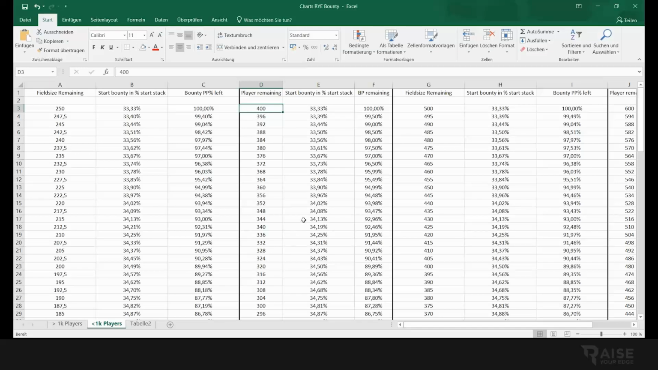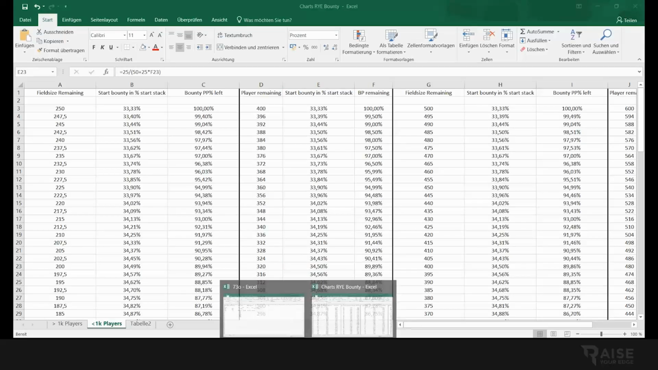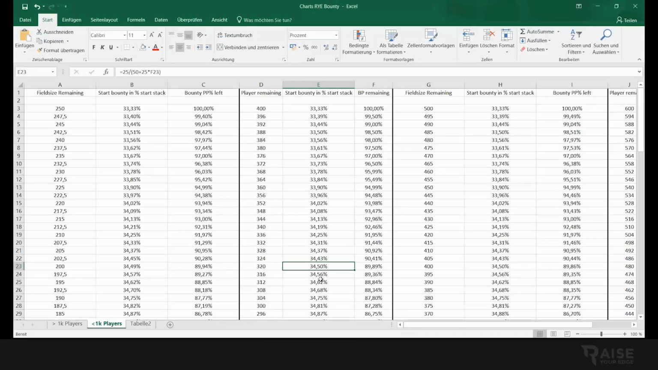So we have estimated around 20-25% of the field remaining. So this would be like 300 or 320. Let's just take this value. So around 34.5% of a start stack is now what the start bounty is worth. And there's a number, 89%, and at the very top it says bounty prize pool remaining.